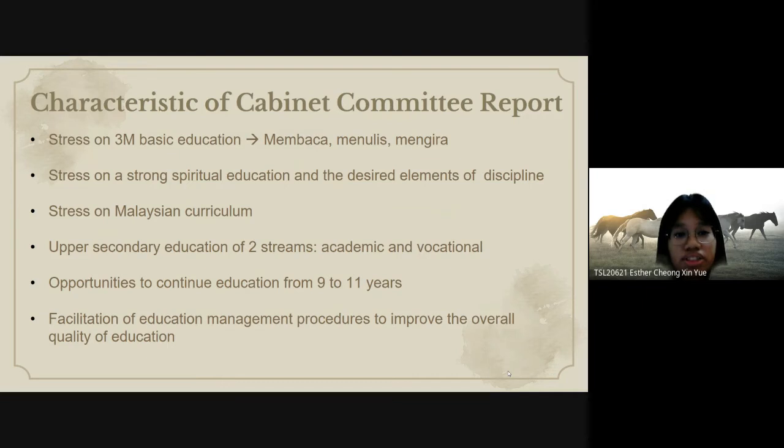So these are the characteristics of the Cabinet Committee Report 1979. First, it stressed 3M basic education, which is membaca, menulis, and mengira. It stressed a strong spiritual education and the desired element of discipline. It stressed the Malaysian curriculum, upper secondary education of two streams, academic and vocational, the opportunity to continue education from 9 to 11 years, and facilitation of education management procedure to improve the overall quality of education.